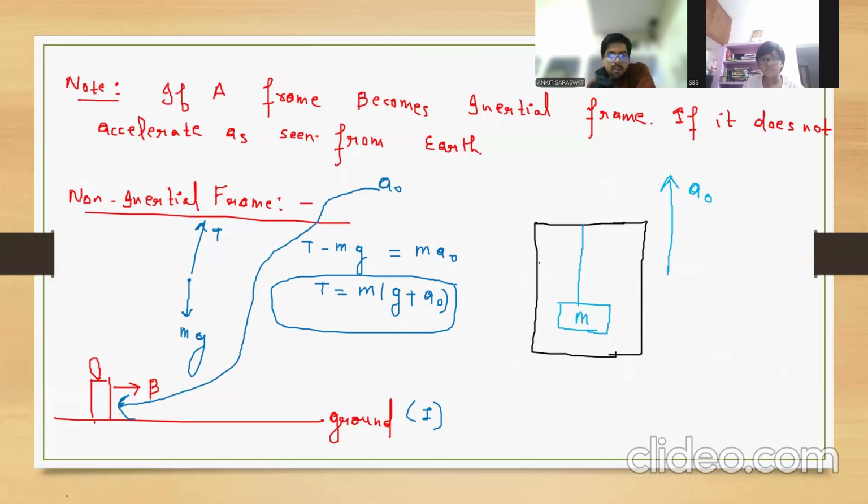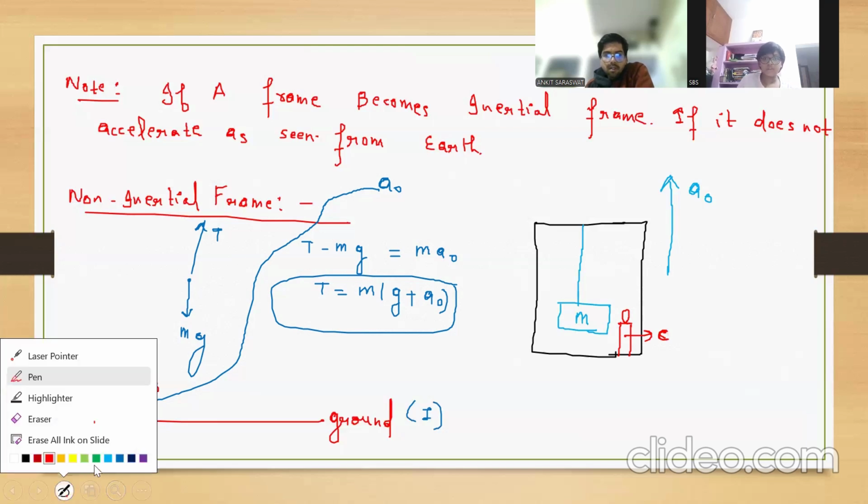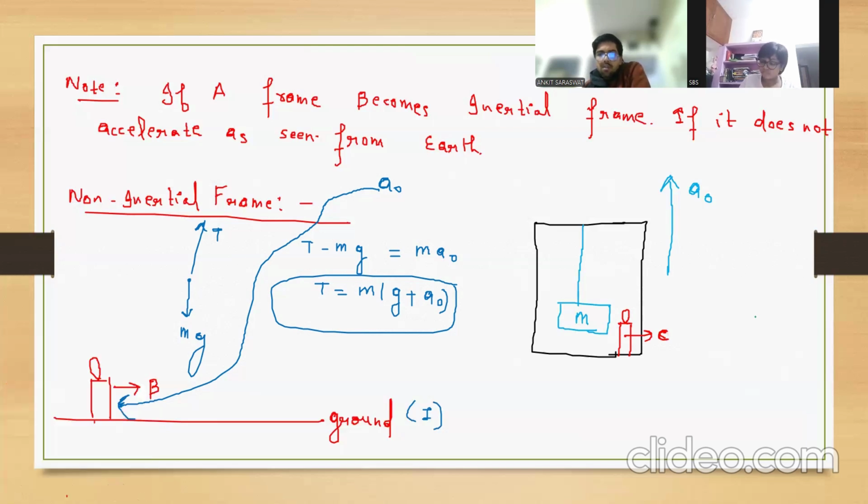Like this person B, not person B, you can say person C. He is in the lift. Person C is here. Now, in this question, my question is that according to C, what is the free body diagram? You will draw like this. One is mg, tension. Okay, you will say like that.